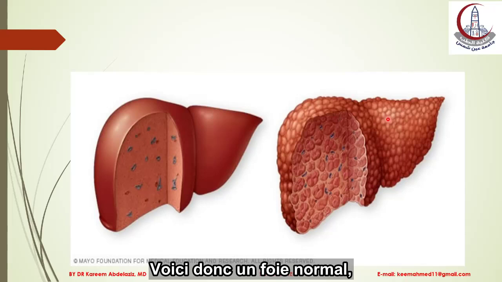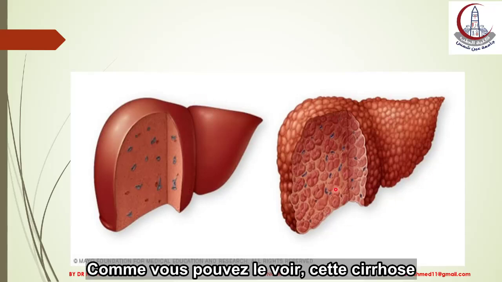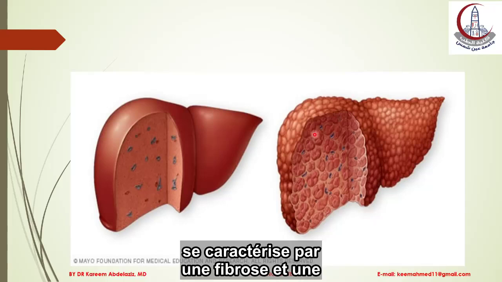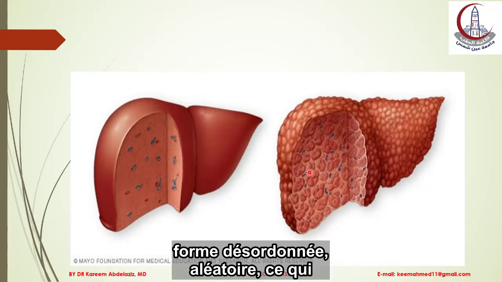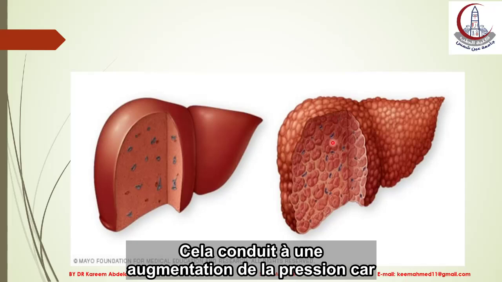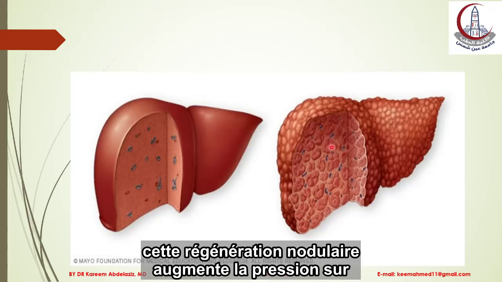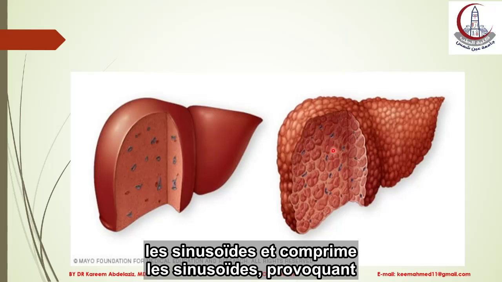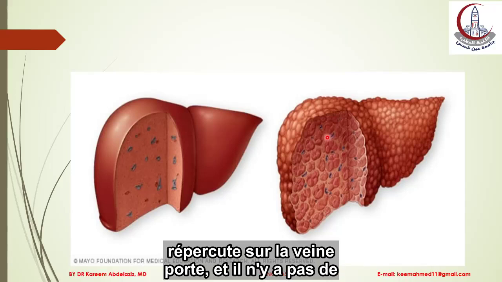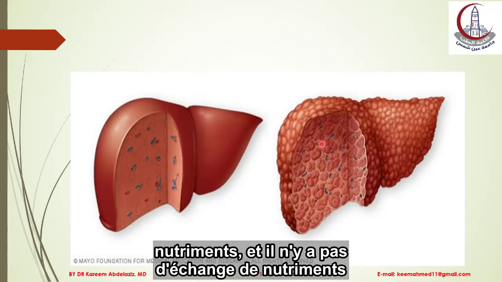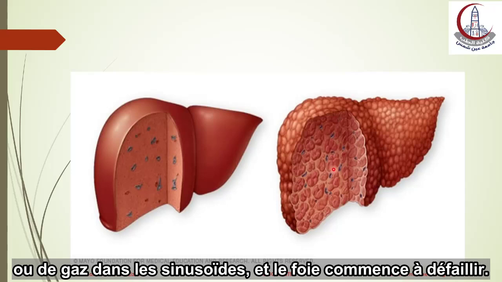Okay, so this is the normal liver, and this is what cirrhosis does. As you can see, we have a fibrosis, we have a nodular regeneration, but in a haphazard, random form, causing loss of the normal hepatic architecture. This leads to increasing pressure because this nodular regeneration will compress sinusoids, causing elevation of sinusoidal pressures that will reflect back on the portal vein, and there is no proper nutrient or gas exchange in sinusoids, and the liver starts to fail.